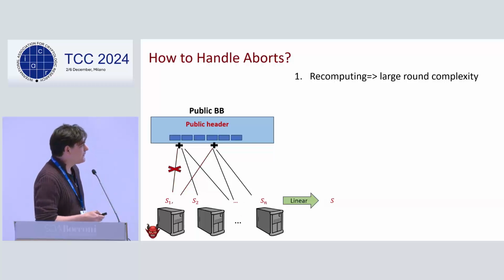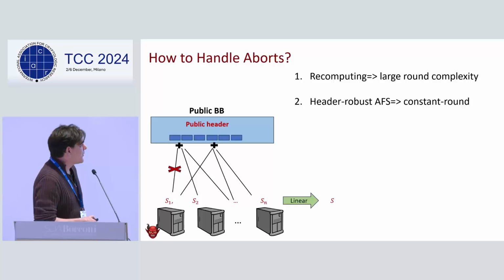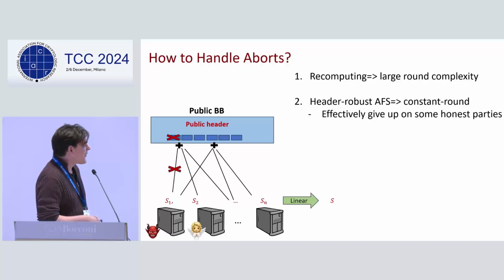So that's too bad. A different approach is to assume that we have some robustness property. What do I mean by this? Say that this party aborts. Let's just give up on this value. Let's just forget it. Note that this effectively means that some of the honest parties are being excluded from the computation. For example, for this party, its only output is this value.